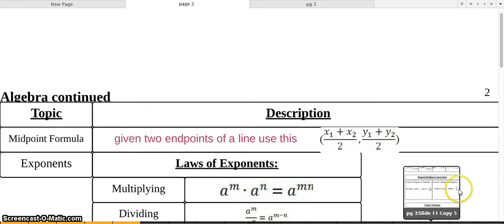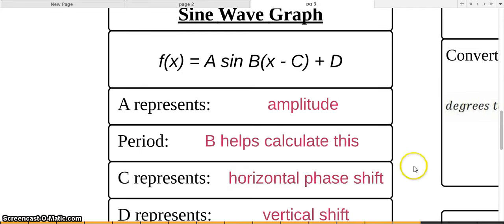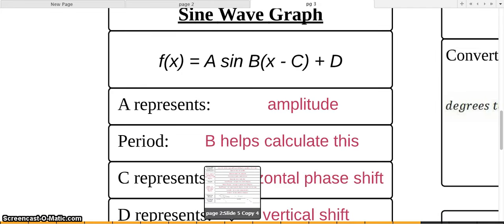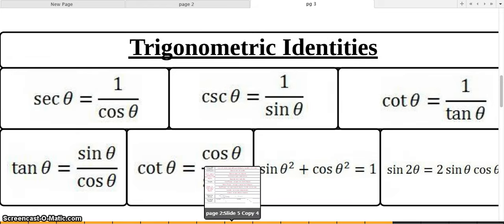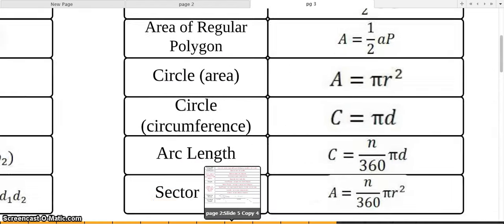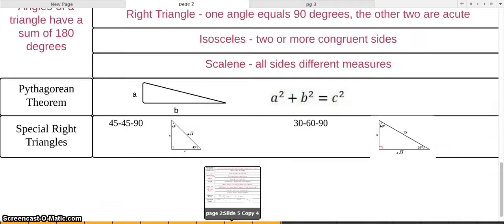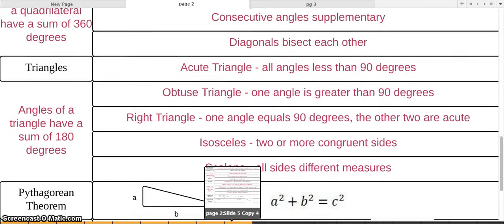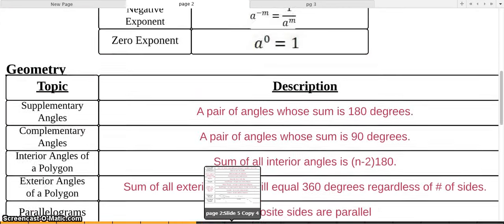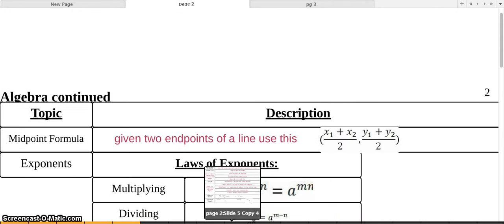All right, the midpoint formula. The midpoint formula, whoops, let's go back. Somehow I went a little too far here. I'm not sure how I did that. All right, here we go.